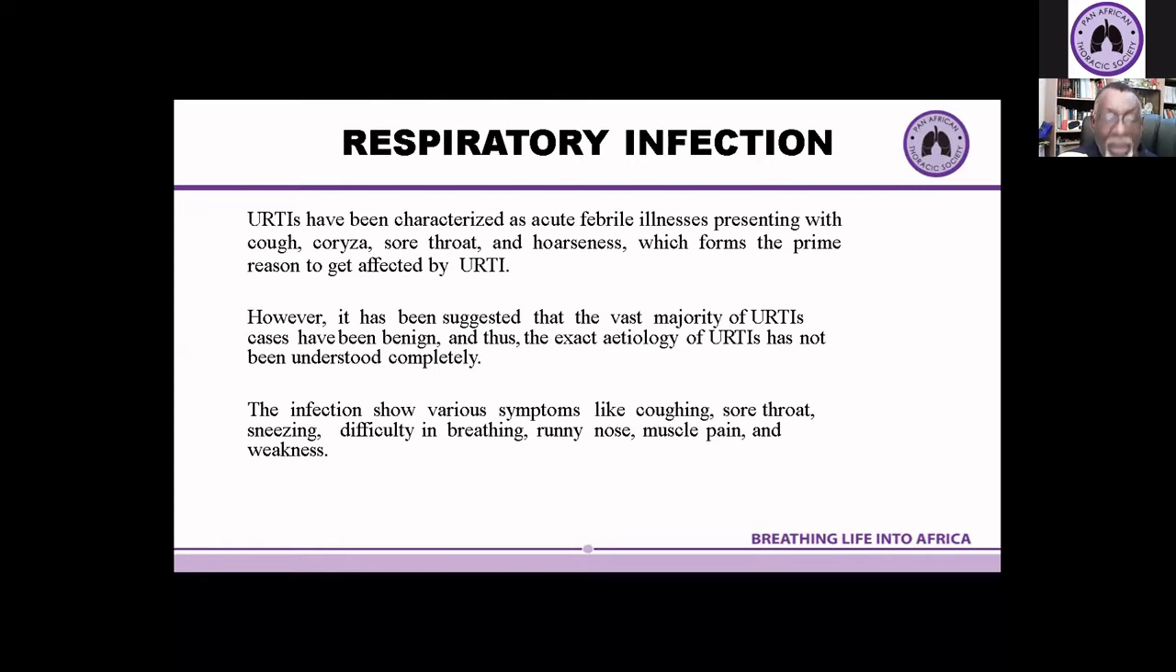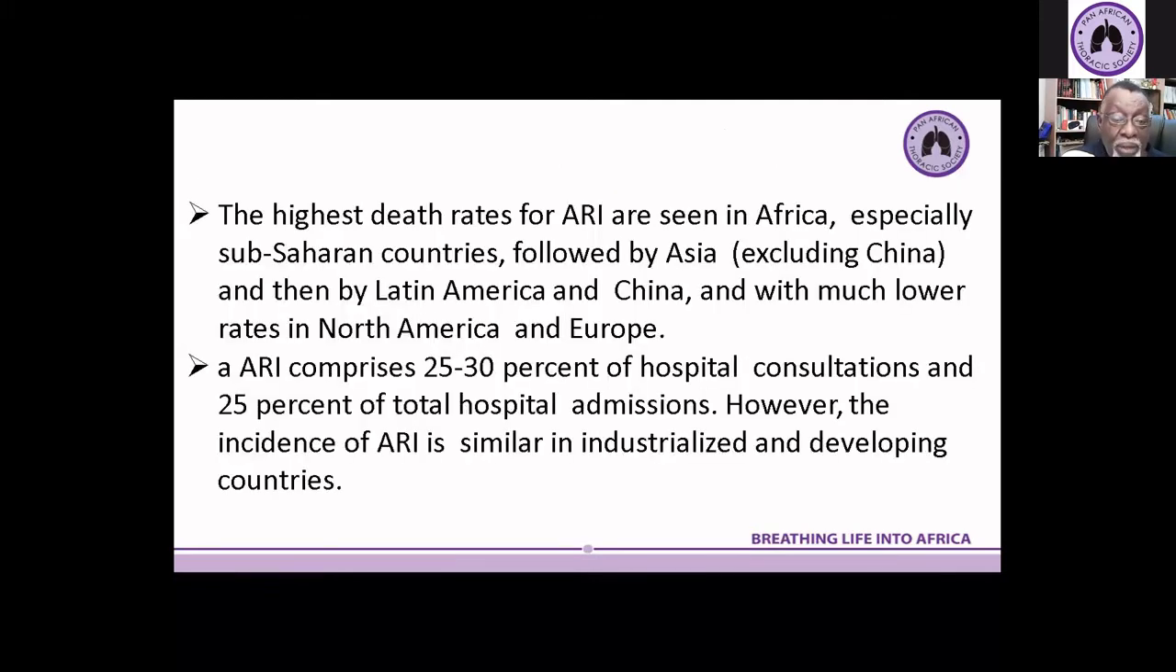Upper respiratory tract infections are characterized by acute febrile illness, which may present with cough, coryza, sore throat, or hoarseness, and this forms the prime reason for consultation. The majority of upper respiratory tract infections are benign, and the exact etiology is often not known and poorly understood. Quite often it's not necessary to prescribe antibiotics, as is often done by some clinicians. The lower tract infections have more severe symptoms, with cough, chest pain, and often difficulty in breathing.